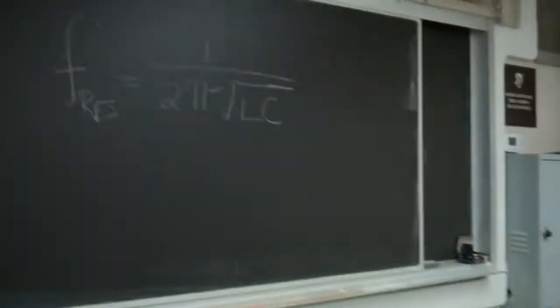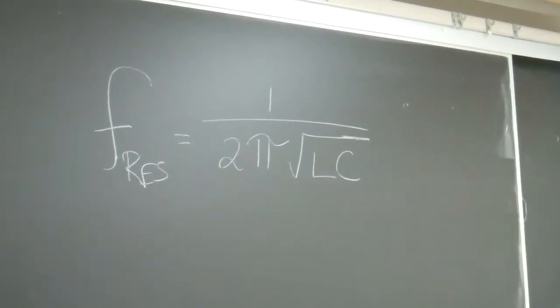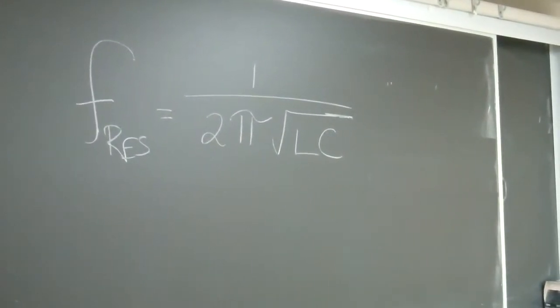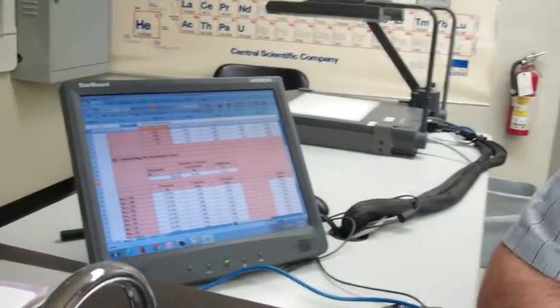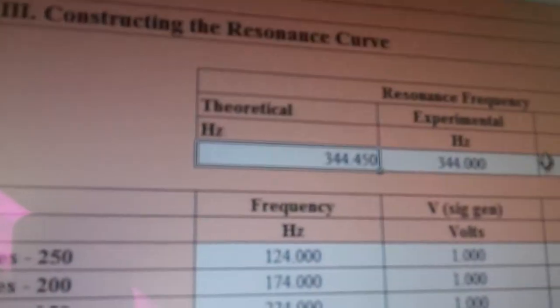All right, so now we're actually going to do the resonance part of the lab. Now, the important thing when you're measuring the resonance is you have to know the resonance frequency. And the way you do that, the theoretical one, is pretty easy to calculate. It's right up there on the board. 1 over 2 pi times the square root of the inductance, L, times the capacitance, C. And what you'll do is you put that in on your spreadsheet under the theoretical. In this case, I've got 345.